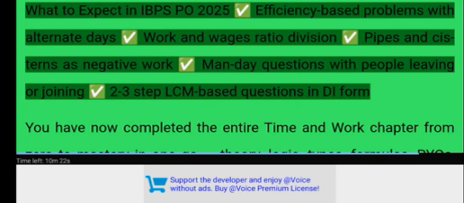What to expect in IBPS PO 2025? Efficiency-based problems with alternate days. Work and wages ratio division. Pipes and cisterns as negative work. Man-day questions with people leaving or joining. 2 to 3 step LCM-based questions in DI form.